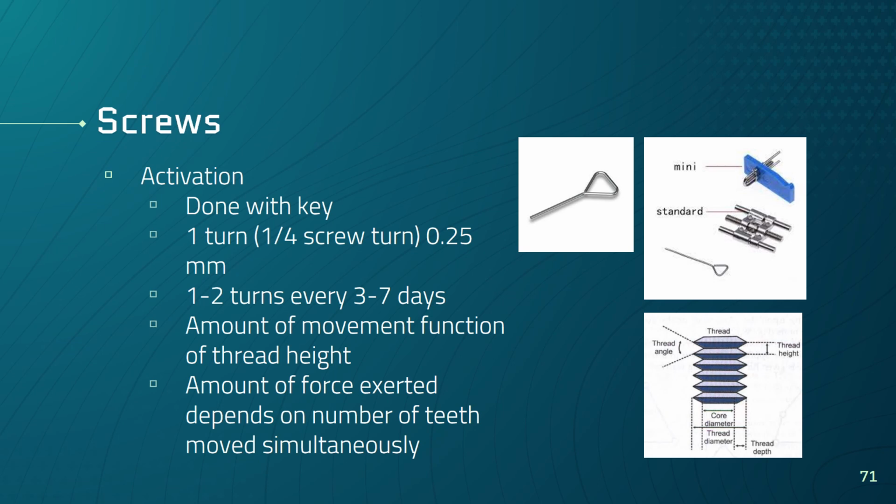Okay, the activation of the screws is done with a key which comes with the screw, and one turn of the screw, which is actually a quarter of a full turn, moves the plate by 0.25 millimeters. The patient is expected to do 1 or 2 turns every 3 to 7 days according to requirement. Now, the amount of movement is a function of the thread height. The amount of force exerted depends on the number of teeth moved.